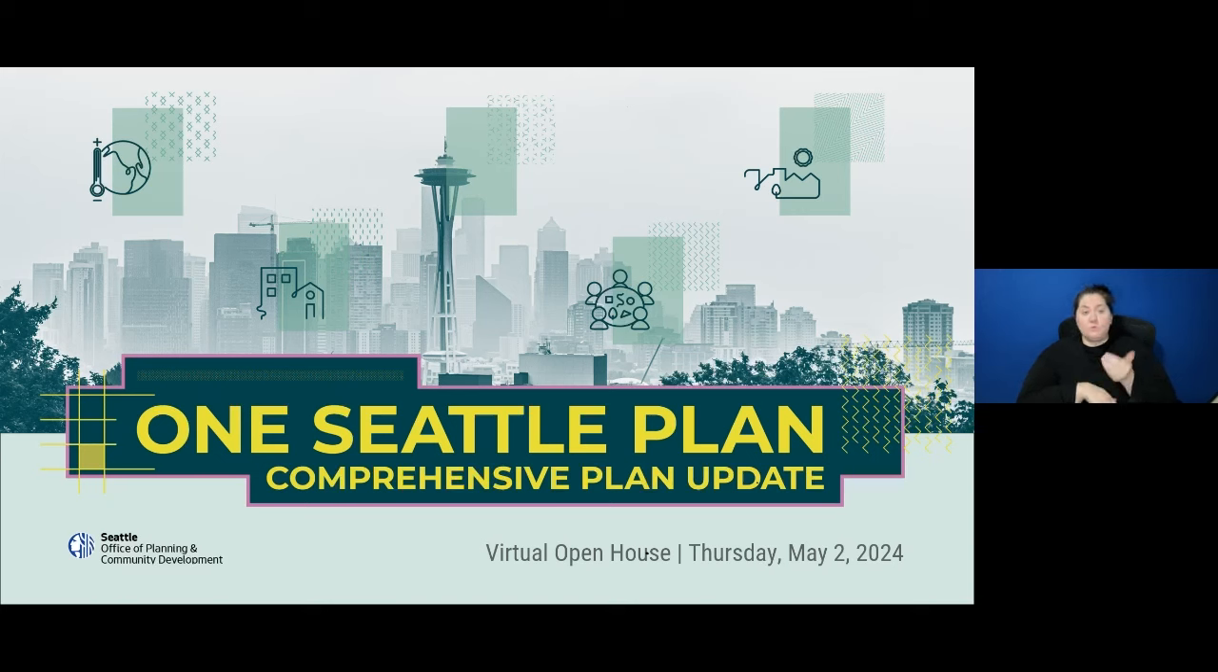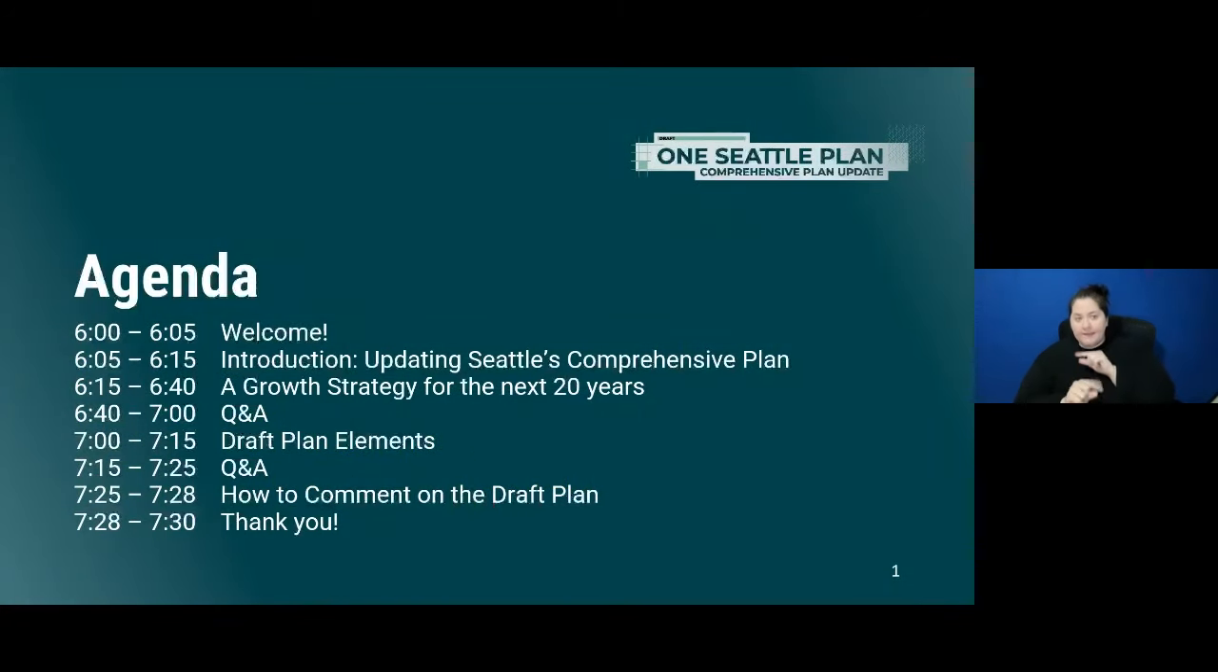Tonight, we're here to talk about the draft One Seattle Comprehensive Plan, of which we're currently in the public commenting period. We'll jump right in because we have a packed agenda, starting with brief welcome remarks and housekeeping items. Then we'll dive into a presentation on the proposed growth strategy, followed by our first question and answer, our Q&A. Then a presentation about some major elements in the draft plan, followed by our second Q&A. And we'll close out the evening by sharing different ways to submit feedback to the plan.